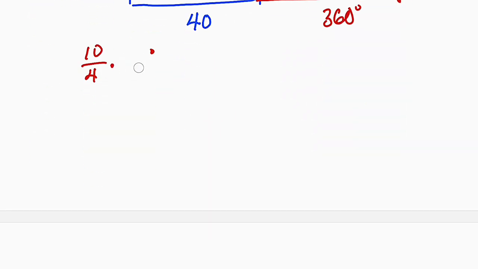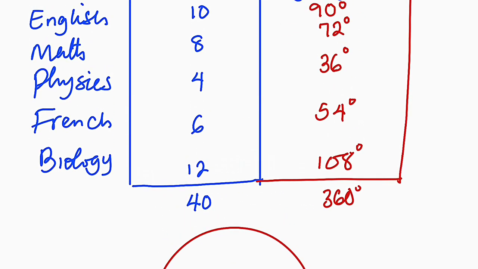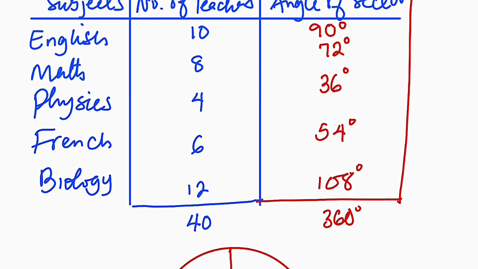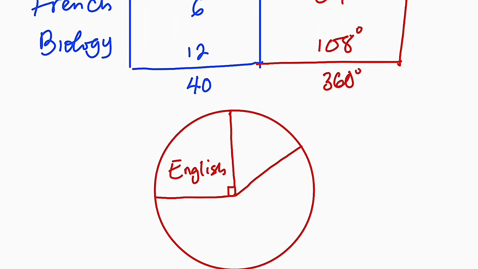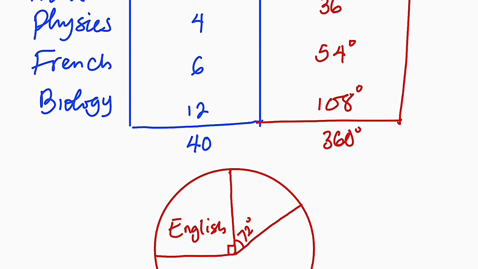First of all, you have to draw a circle with a center. Then you start with English, which is 90 degrees. So something like this. This is 90 degrees. You write English here. Then you move to the second one, which is 72 degrees. Something like this. I'm going to show you the real working, but this is just an estimation. 72 degrees, you write 72 degrees here, which represents mathematics. So this is math.